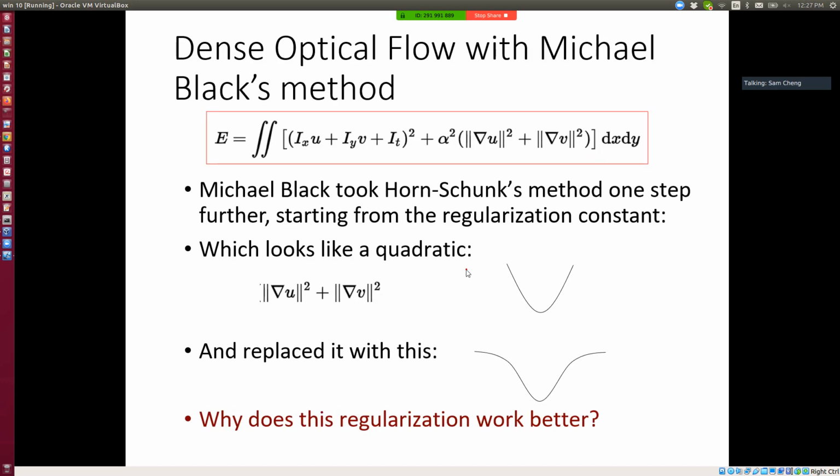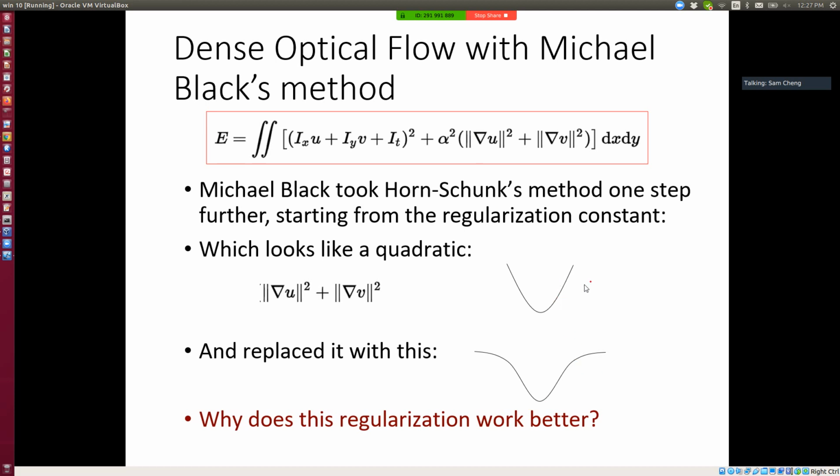Just to mention a refinement of this method called the Black-Anandan method. It basically makes a slight variation. I won't go into detail, but it replaces this. If you look at the constraint here, it has a regularization term or a penalty. It's a second-order quadratic penalty. So we replace the quadratic penalty with this function instead. I don't know how to describe this function; I don't have a formula for that one.